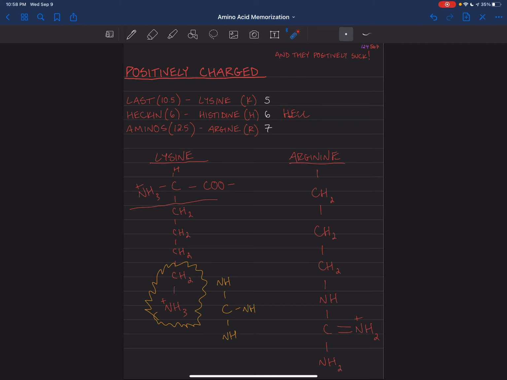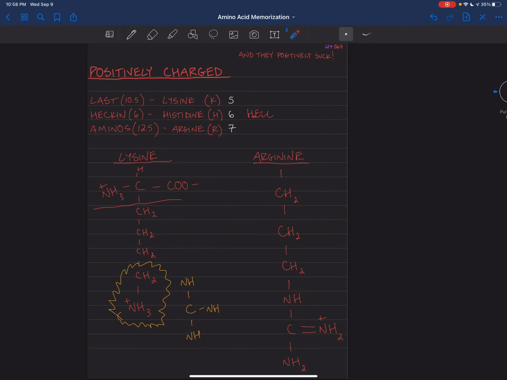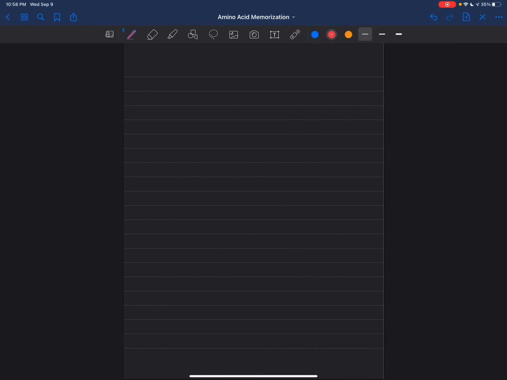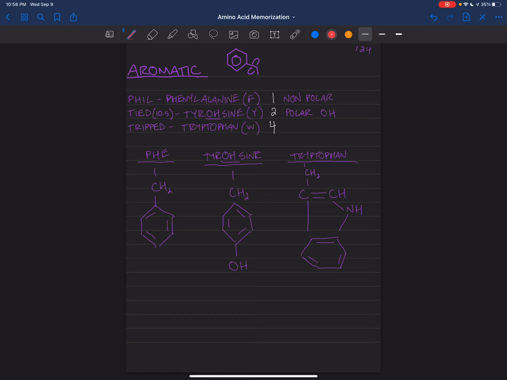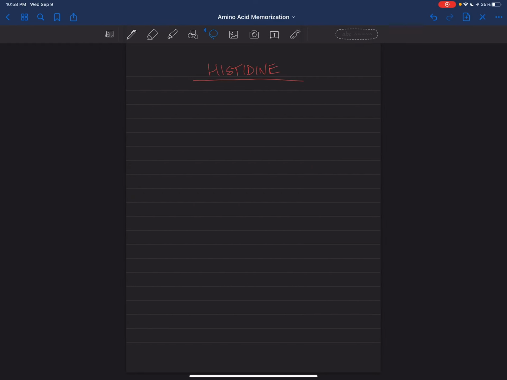Okay, histidine is the toughest amino acid to draw of all of them, all right? This is histidine. It's the final boss, all right? But here's the trick for histidine. You already tortured yourself with tryptophan, remember? Histidine is actually kind of similar to tryptophan. Okay, so what happens here is that histidine comes in. Come on, we're almost done.